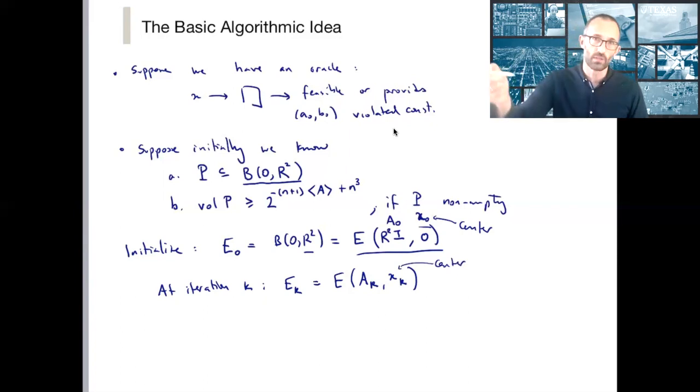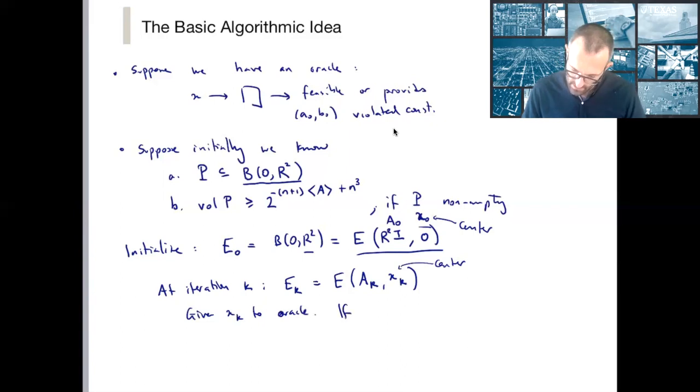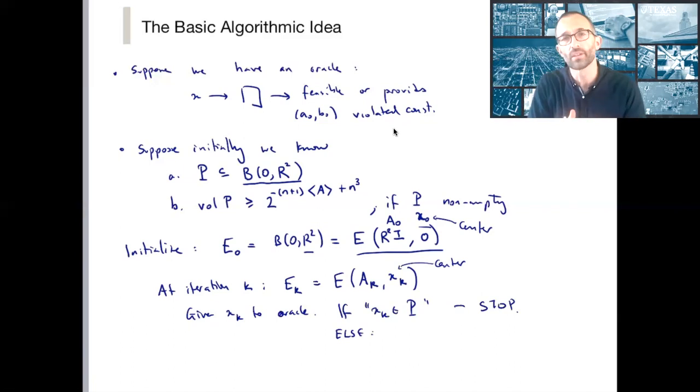And we give the center XK to the oracle. And what could happen? If the oracle says XK is in P, it's feasible, then we stop and we've solved the problem. Otherwise, what do we do? Well, otherwise the oracle is going to provide us with an inequality which cuts our ellipsoid, which makes our ellipsoid smaller. It's provided us some information.